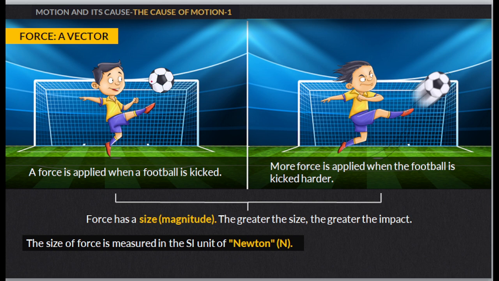Now, in this case, a force is applied when a football is kicked, right? We are applying force basically for kicking this football. When more force is applied, like when we are hitting this football harder, it will move faster, right? So we can see that force has a size. It means the greater the size, the greater the impact. In this case, we are hitting it with less force, with less magnitude of force. So it is moving slowly.